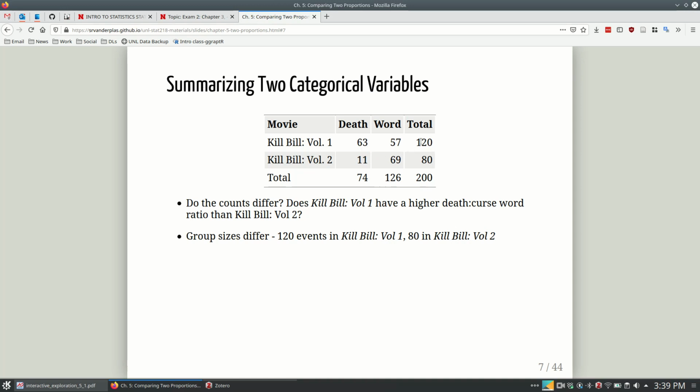So 63 over 120, 57 over 120. That'll give us the relative proportions of deaths and curse words for Kill Bill 1. Then do the same thing for Kill Bill 2. And that gives us something that we can directly compare, right? All right, so we can't work with counts, we have to work with the proportions. So far, so good.